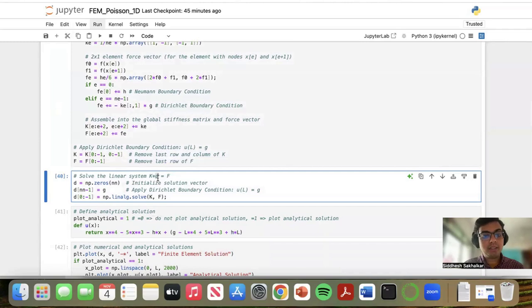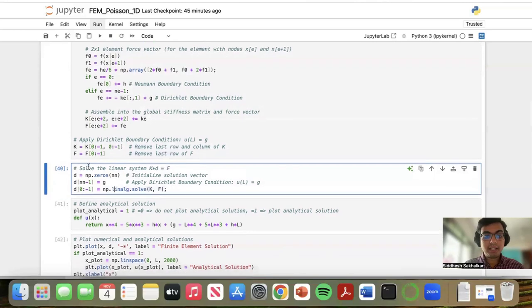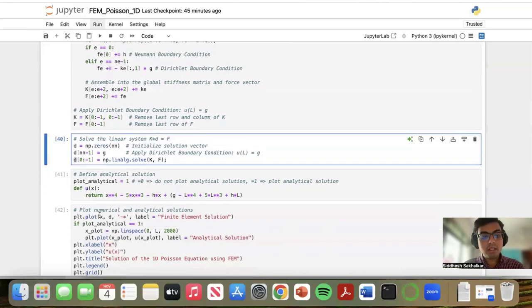Now that we have assembled K and F, we solve the linear system KD equal to F to get the solution D. We begin by initializing the solution with zeros. The solution is an Nn by 1 vector since we have Nn nodes and Nn solution values. Based on our Dirichlet boundary condition, the solution at the last node is already known and is equal to G, whereas for the other nodes, the solution is determined by solving KD equal to F using this line over here. And now we're done in terms of the finite element method. We have the solution D determined.